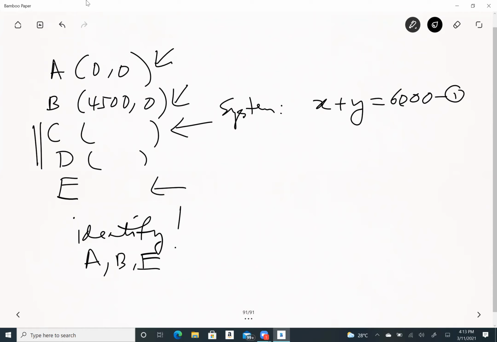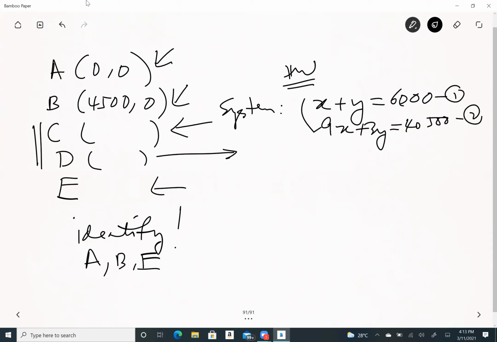9x plus 3y equal to 40,500. So that is number two. You will get point C. Okay, so this one is your homework. You go home, you do this. Practice. And also you need to find point E.